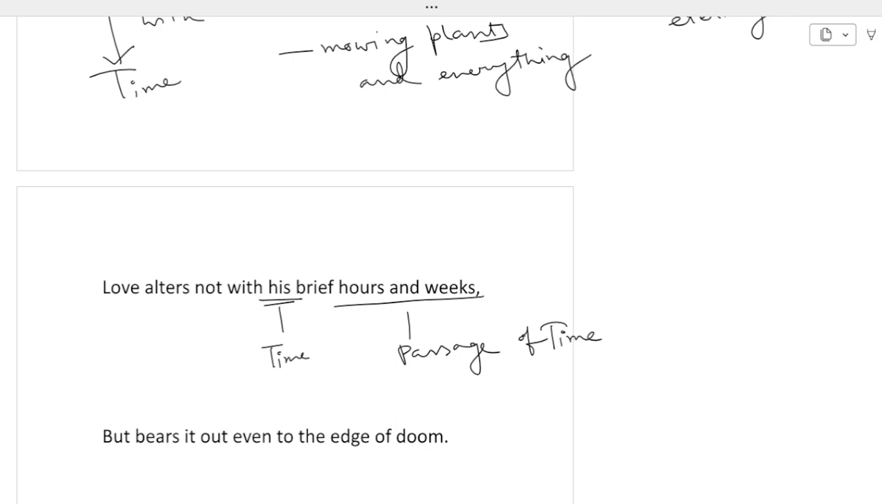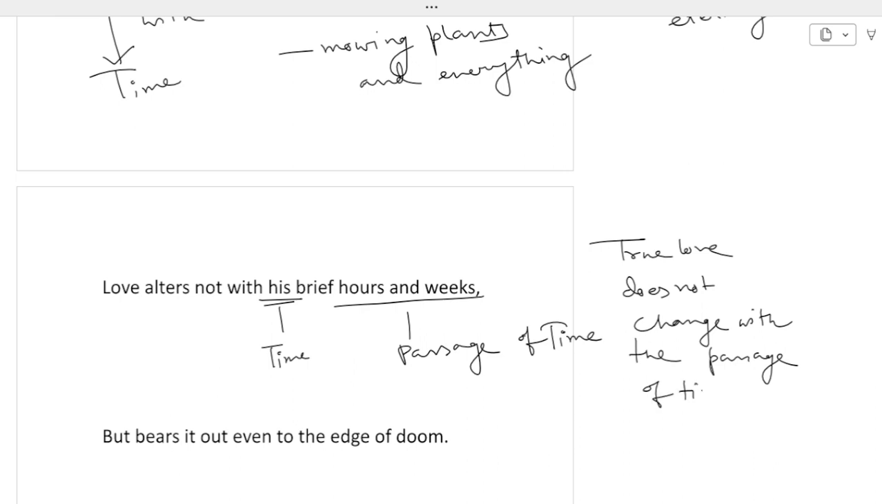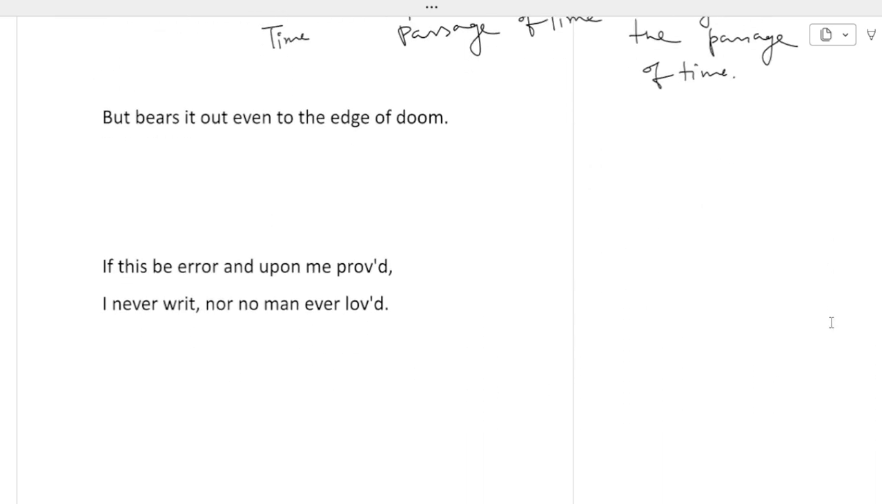So true love does not change with the passage of time. That is hours, weeks, months, years. True love does not change with the passage of time, but bears it out even to the age of doom. Means sustains without giving way, endures through changes of time. Age of doom.